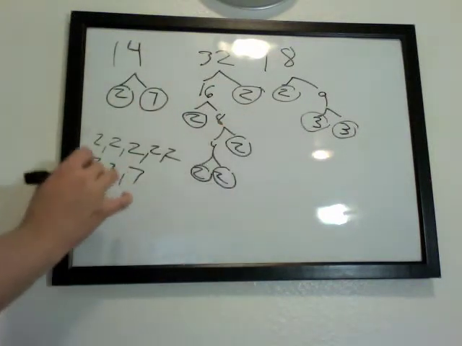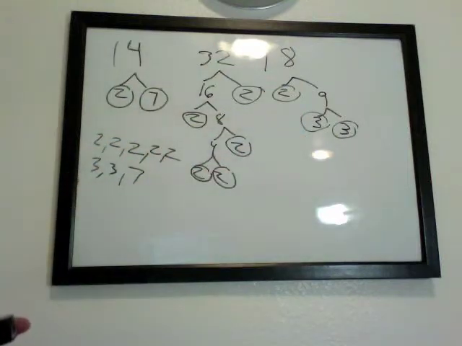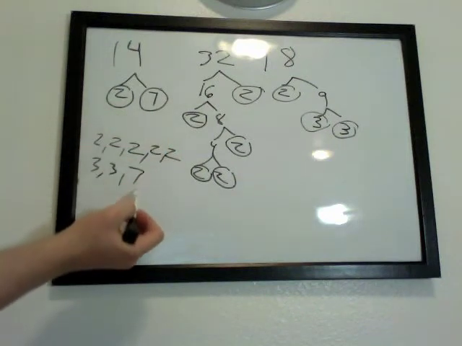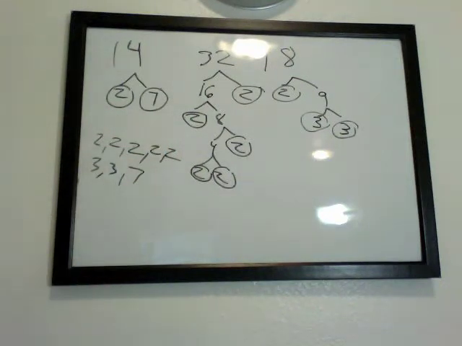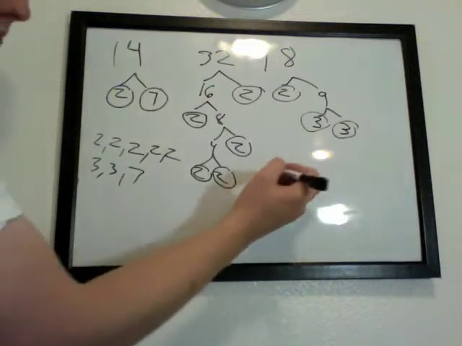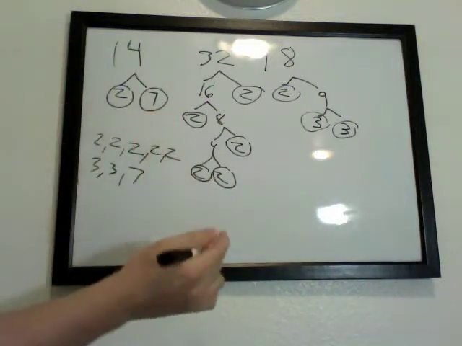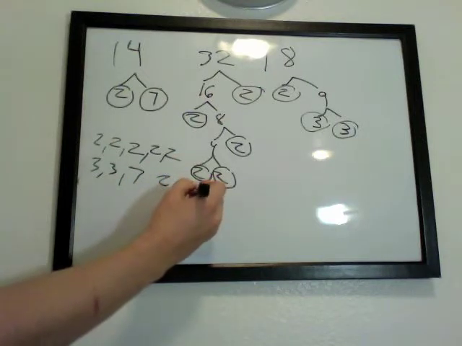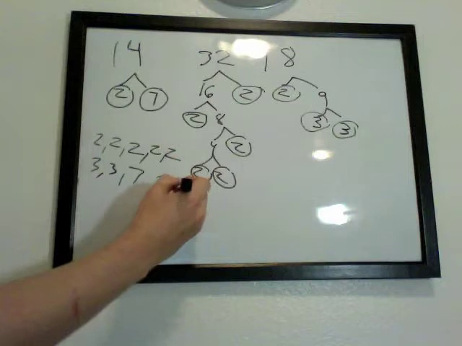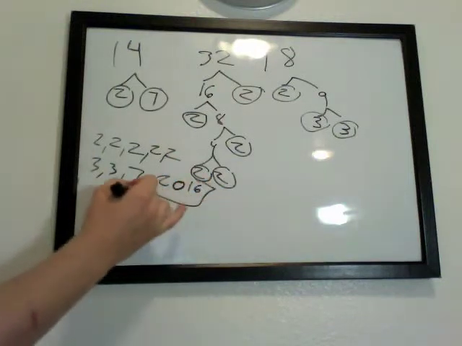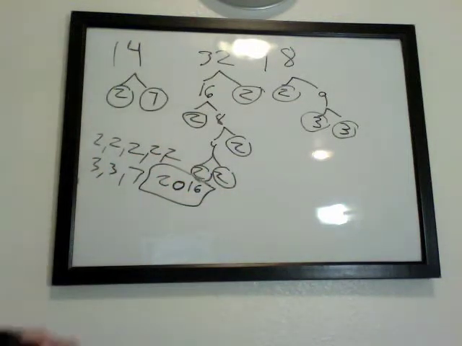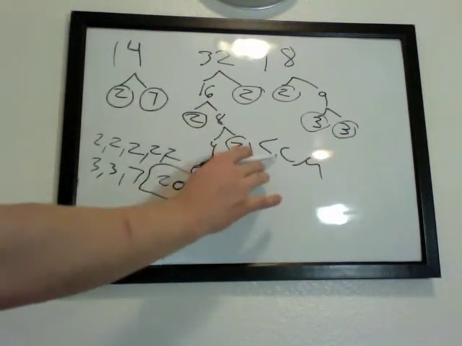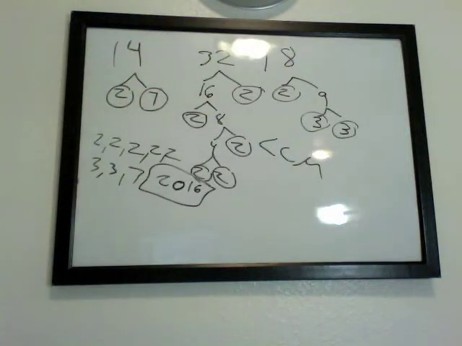And then you take the 3's, 32 times 3 times 3, and then you times it by the 7. And once you multiply all those numbers together, you get 2016. This number right here is the LCM, the least common multiple out of all these multiples.